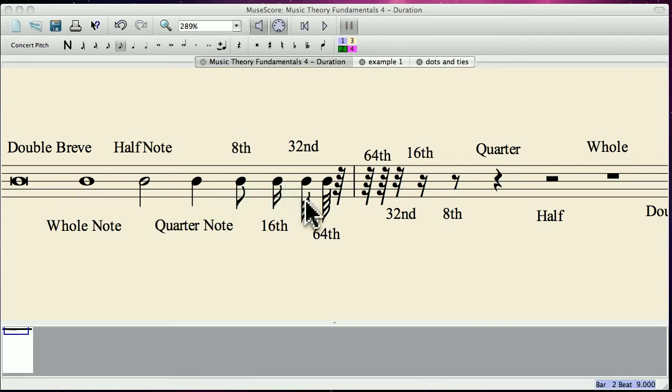16th note has 2 flags. 32nd note has 3 flags. And the 64th note has 4 flags. Hopefully you're seeing a pattern here.